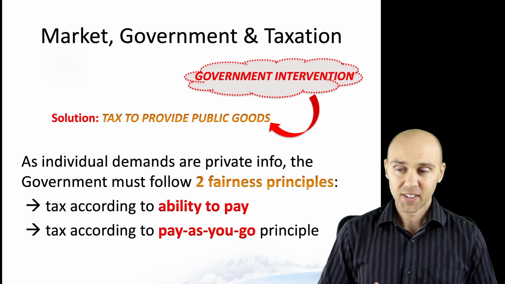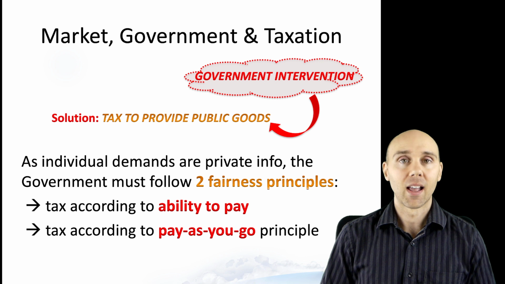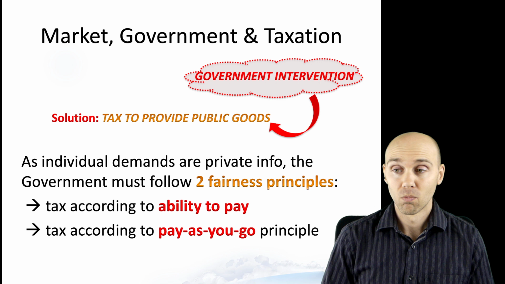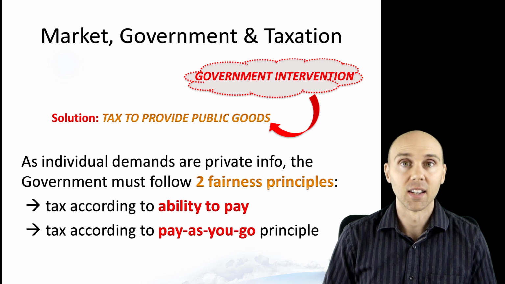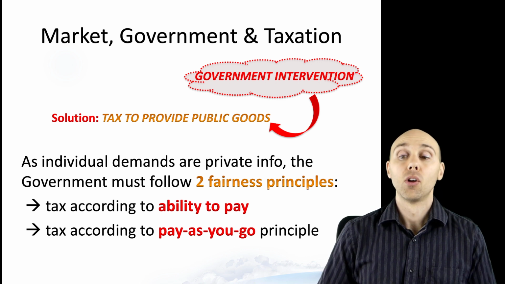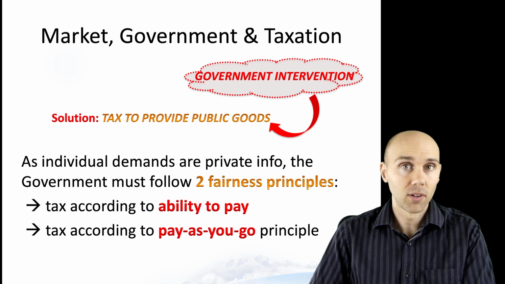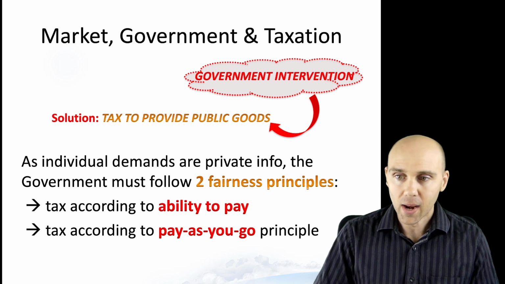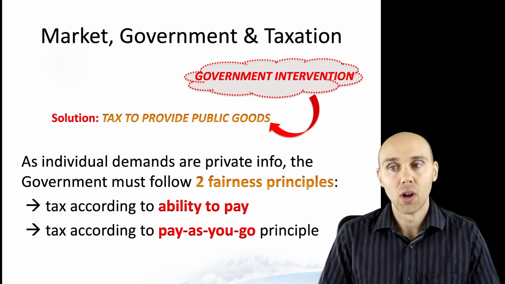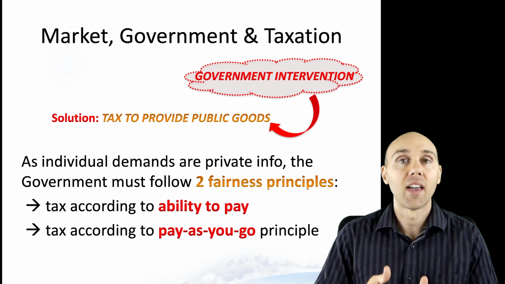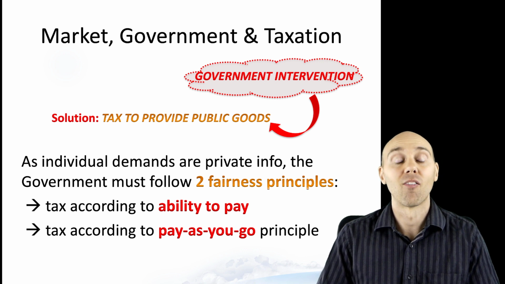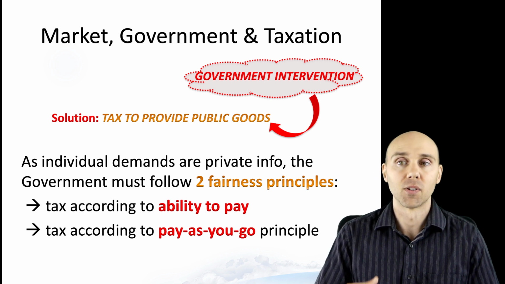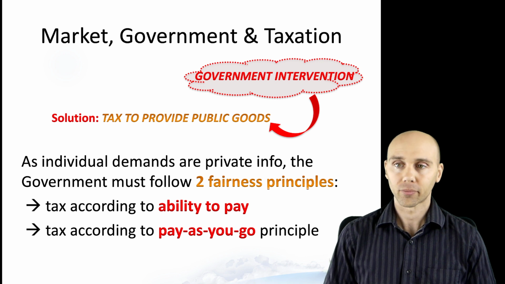The second is about taxing pay as you go, and that means adding in things such as tolls to tunnels that go into inner city Sydney or something like this. So those who use these things more often should have to pay a little bit more for those things. And this combination of ability to pay and pay as you go try to tackle the fairness issues that are left by the fact that the government doesn't know what the marginal benefits are for every individual in society, for every good that could be provided publicly.